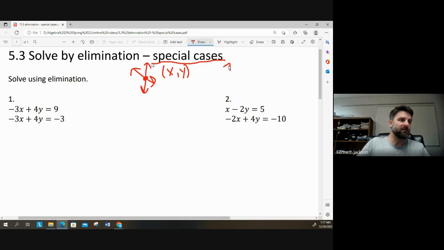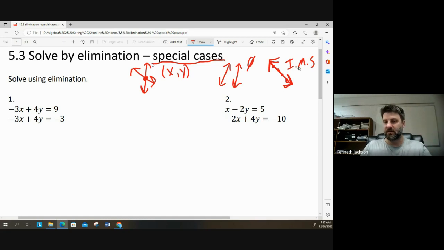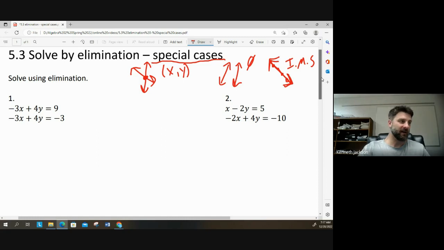And we have two different kinds of special cases: no solution, they don't cross at all, and then infinitely many solutions, which is that the lines share all of their points, infinitely many points in common. We've already discussed this with substitution and with graphing as well, and now we need to see how this looks when we are talking about elimination.